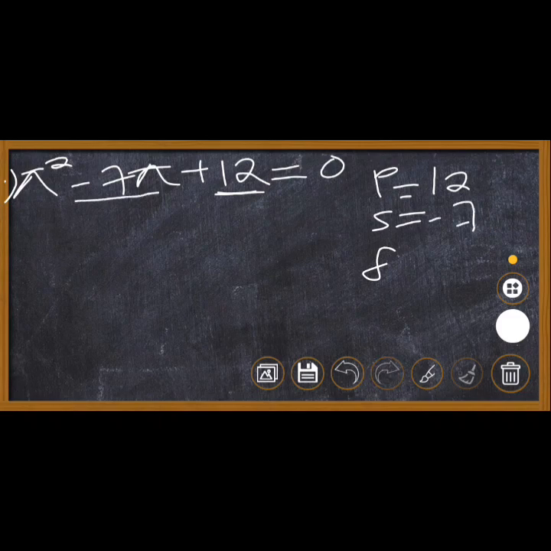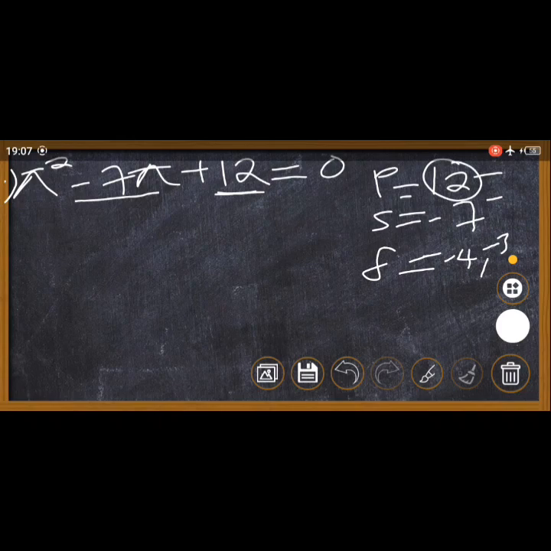Negative 7. And then the factors are the values you can find such that when you multiply them, you are going to have the product, and when you add them, you are going to have the sum. So which values can we add to have negative 7, and if we multiply the same values, we are going to have 12? If we think of that properly, that is negative 4 and negative 3. Because when we multiply negative 4 and negative 3, we are going to have 12.